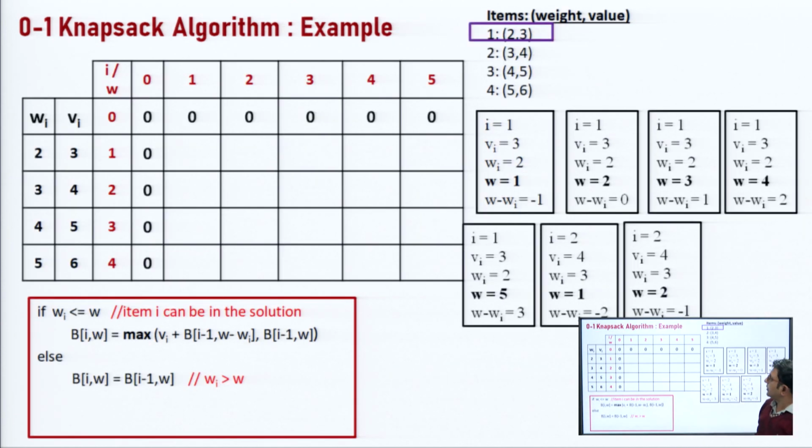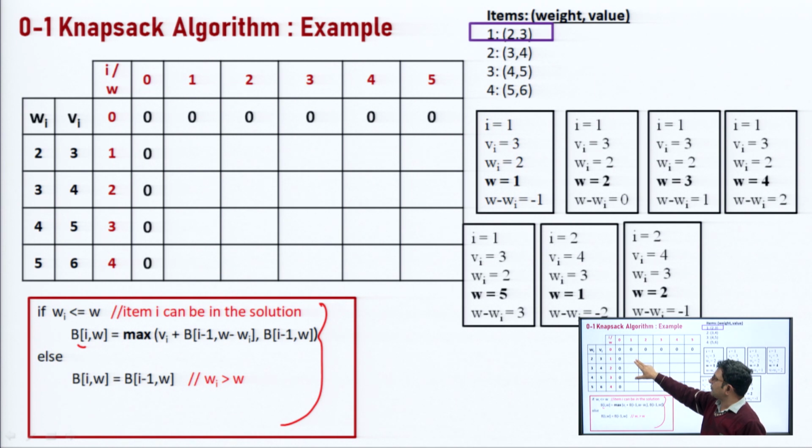Now we need to fill these empty blocks. How can we fill these empty blocks? We will take this line of code. This is a very important line of code. Using this logic, we can fill up the values over here. Basically, in this block we are filling the item values. What are the values the item is having?